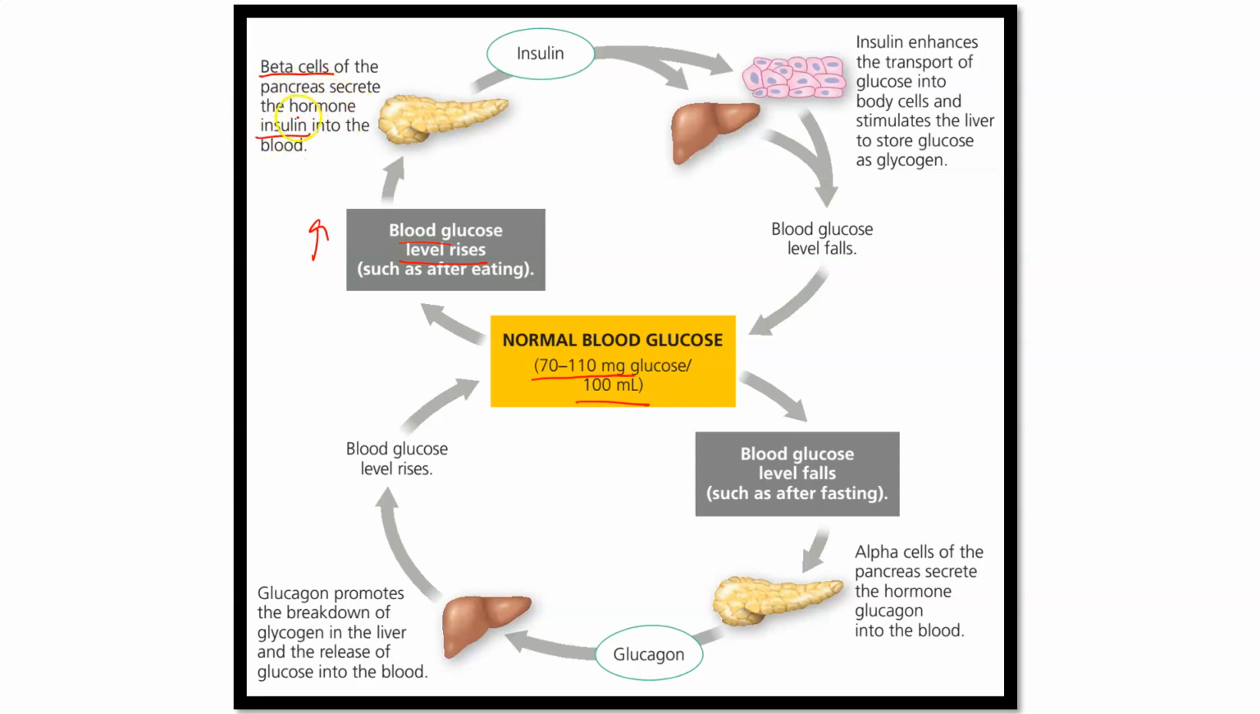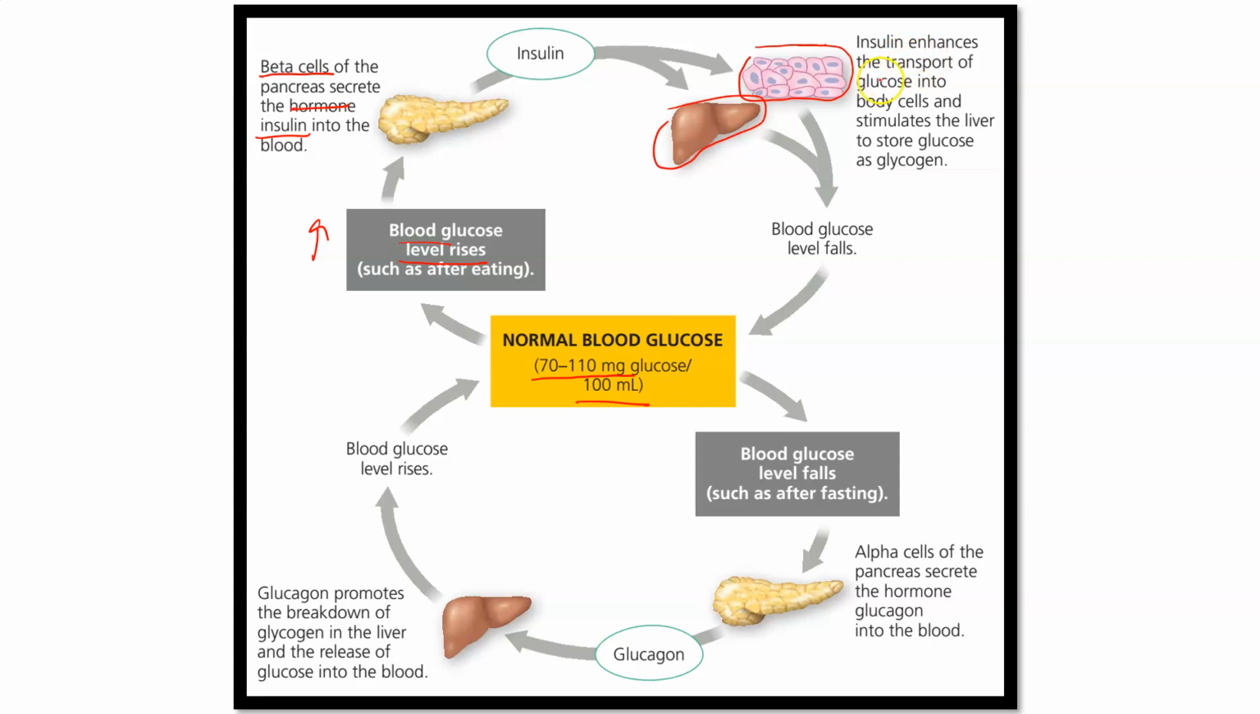Okay, bila awak jawab kan, tak payah tulis hormon pun tak apa kan. So secrete insulin into the blood. So insulin goes to the target cell. In this case it is the muscle cell, for example, or the liver cell.